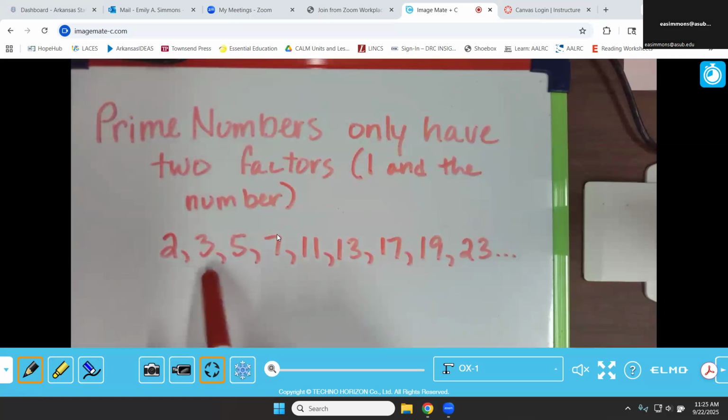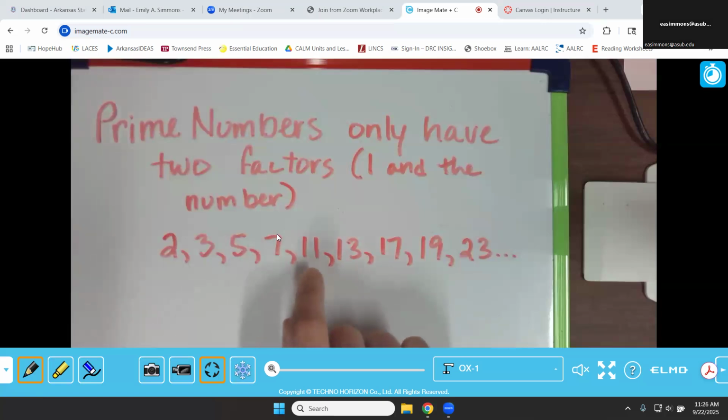And if we look at these some more, we notice most of them are odd numbers, but there are some odd numbers missing. Like, okay, we go 3, 5, 7, and then skip to 11. We're missing 9, and 9 is not a prime number because 9 can be divided by 3. 9 can be divided by 1, it can be divided by 9, and it can be divided by 3. So it has 3 factors. That just takes it out of being a prime number.